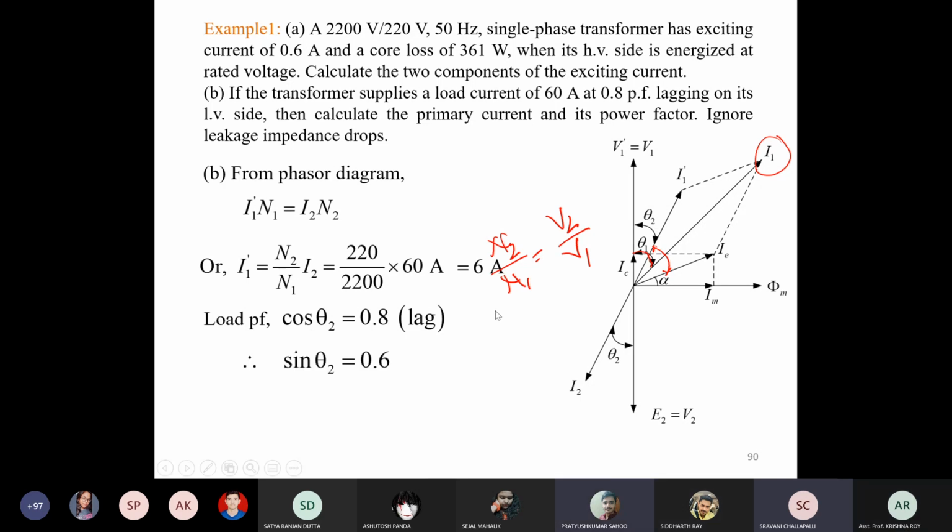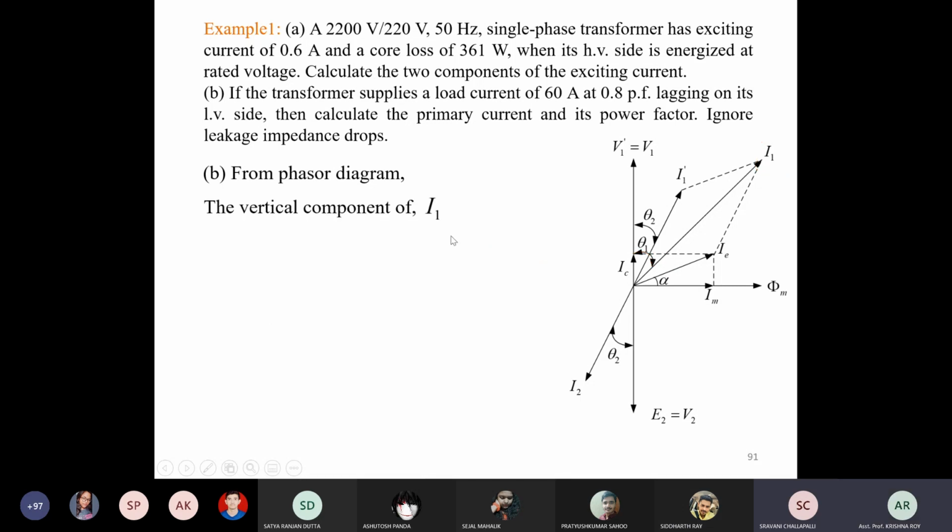0.6. Yes. Now the vertical component of I1. That means if we draw one line, from this point to this point, this component is actually the sum of the vertical component of I1 dash and the vertical component of IE. That means this part plus this part.